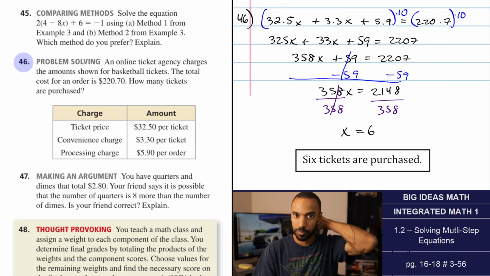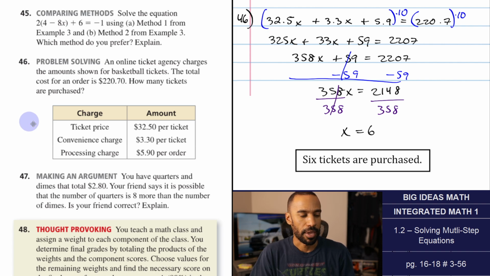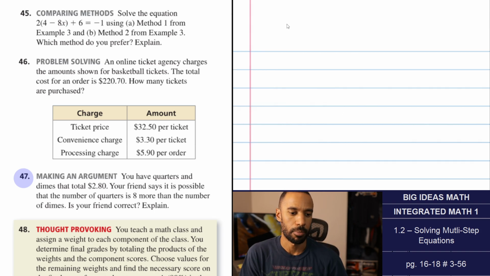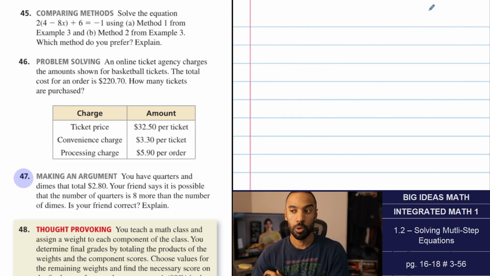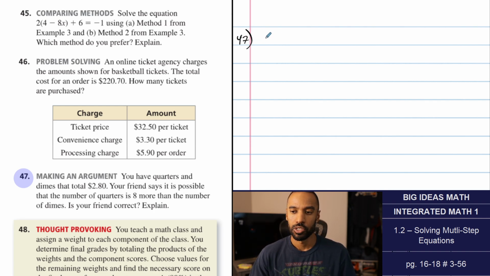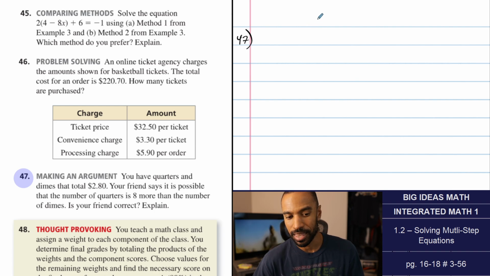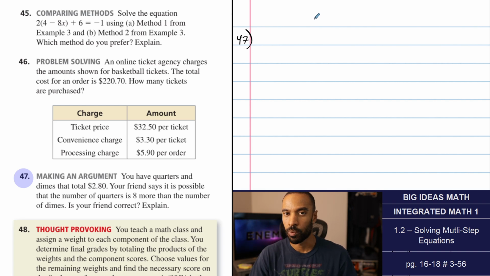Hopefully pretty good. Okay, number 47, making an argument. You have quarters and dimes that total $2.80. Your friend says it is possible the number of quarters is 8 more than the number of dimes. Is your friend correct? Explain. Let's just go based off your friend's setup. Let's work it out. Now, there is value to quarters and dimes that are separate from each other, right? The number of quarters is 8 more than the number of dimes. They didn't state that means there are 8 quarters and 1 dime, though. That's the part you have to be careful with.